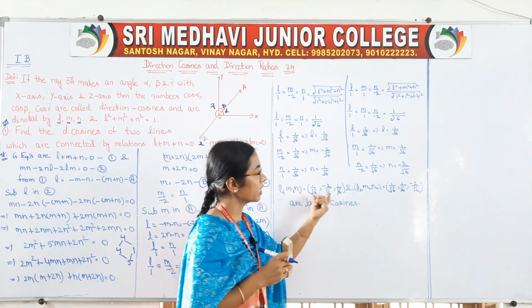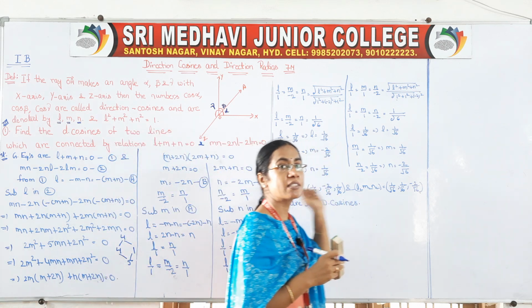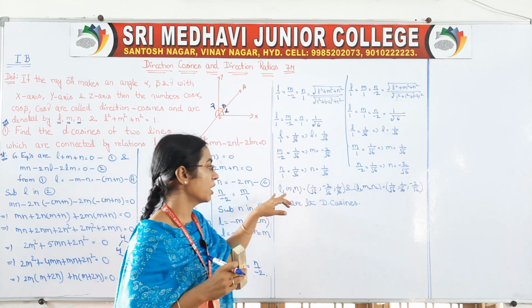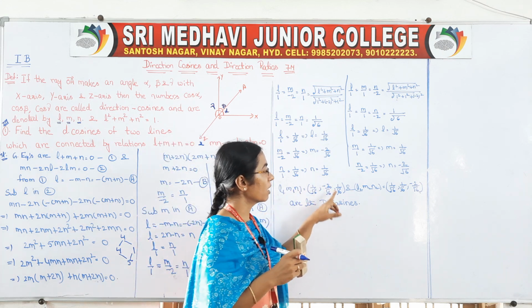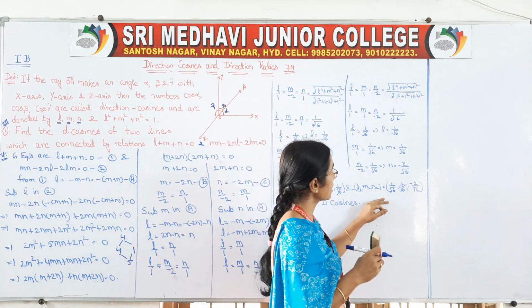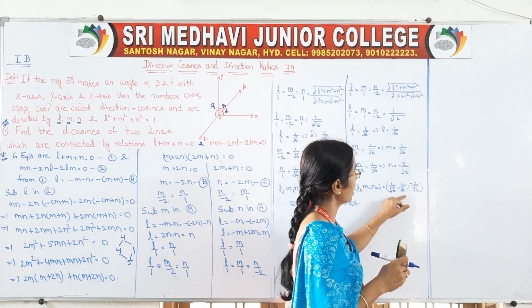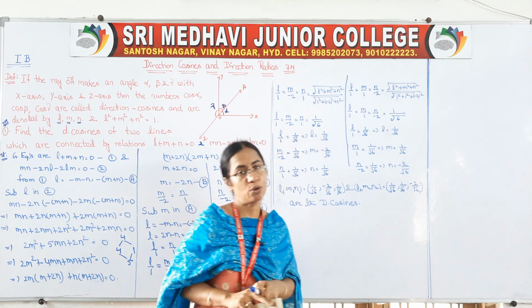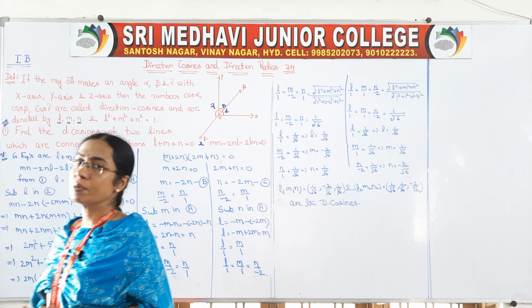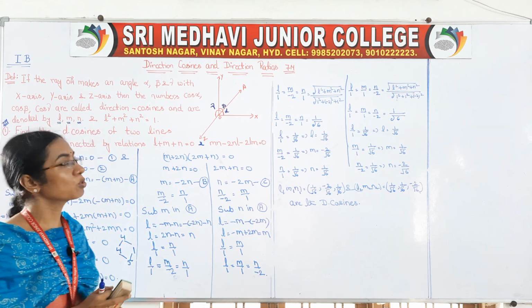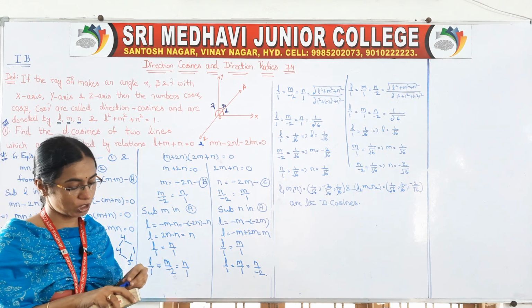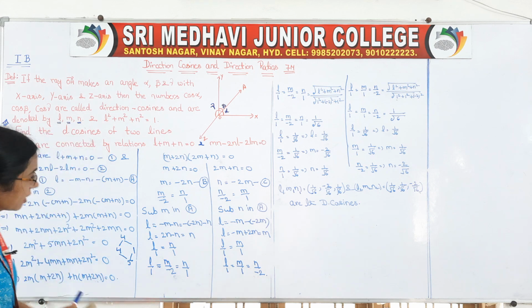We got two sets of direction cosines. One set is 1 by root 6, minus 2 by root 6, 1 by root 6. The other set is 1 by root 6, 1 by root 6, minus 2 by root 6. This is a very, very important 7 marks question, the most repeated 7 marks question, so practice this problem perfectly.